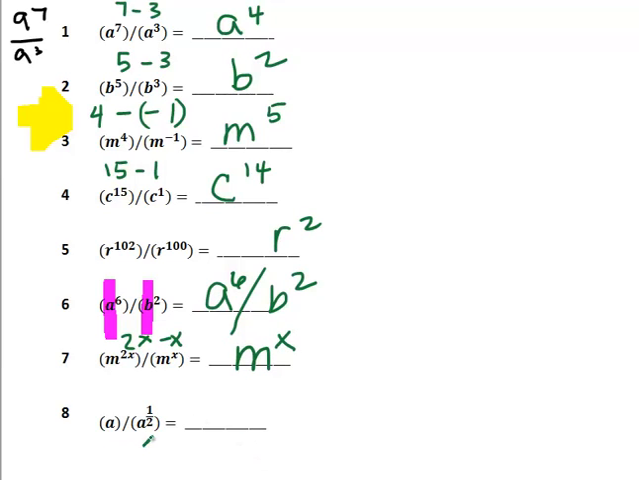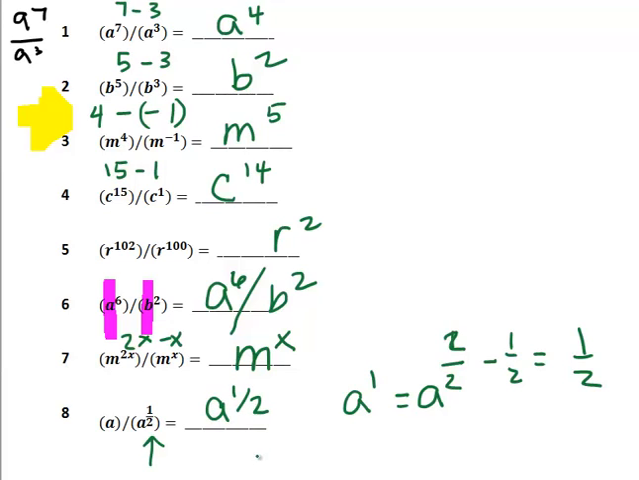Here I have one of those rational exponents, and you can figure that out because you know how to do fractions. A is the same as a to the 1, right? And that's the same as a to the 2 over 2, right? Because that's 1. And if you have 2 over 2 minus 1 over 2, you get 1 over 2. So my final simplified answer would be a to the 1/2. Okay?